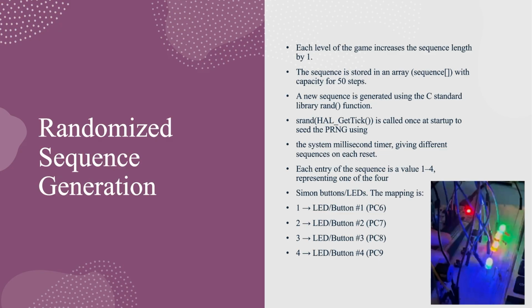The randomized sequence is generated using the C standard library rand, and the timer is a millisecond timer, which gives a different sequence on each reset. Every entry in the sequence will be between 1 and 4, which maps from 1 to button 1, PC6, button 2, PC7, button 3, PC8, and then button 4, PC9.